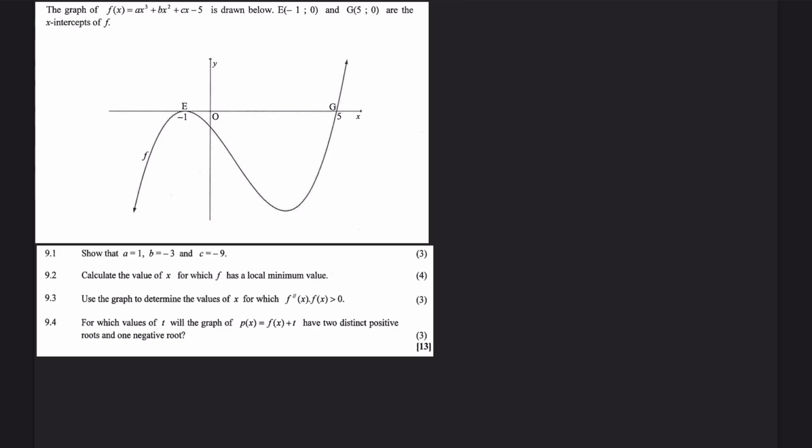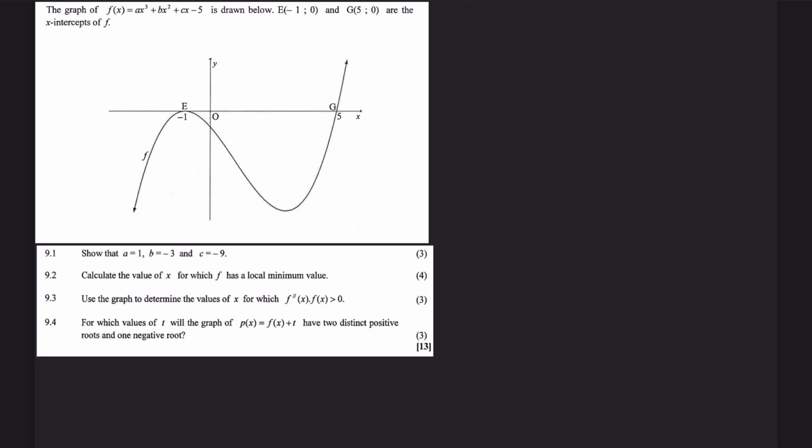So the question reads: the graph of f of x is equal to ax cubed plus bx squared plus cx minus 5 is drawn below. E is (-1, 0) and G is (5, 0), and they are the x-intercepts of f. Question 9.1: show that a equals 1, b equals negative 3, and c equals negative 9.